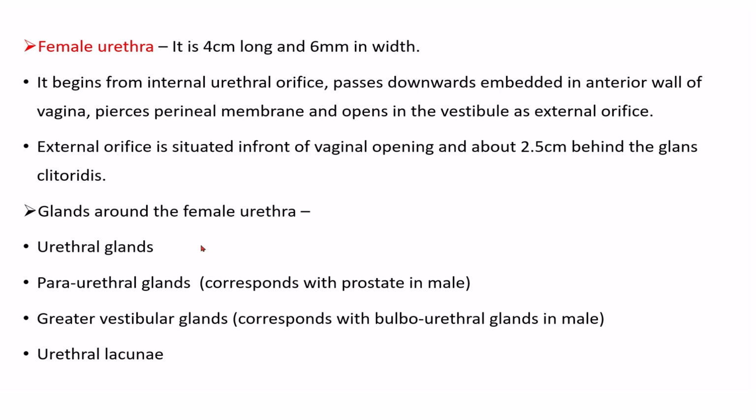Then the glands which open into the female urethra are the urethral glands and paraurethral glands of Skene, which correspond with the prostate in male, and the greater vestibular glands, which correspond with the bulbourethral glands in male. These greater vestibular glands open below the hymen into the vagina, whereas paraurethral glands will open just before the external urethral orifice. So, urethral lacunae.